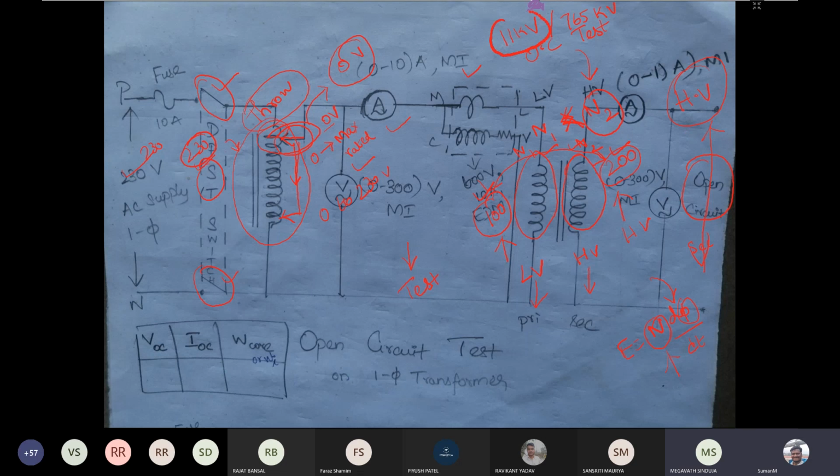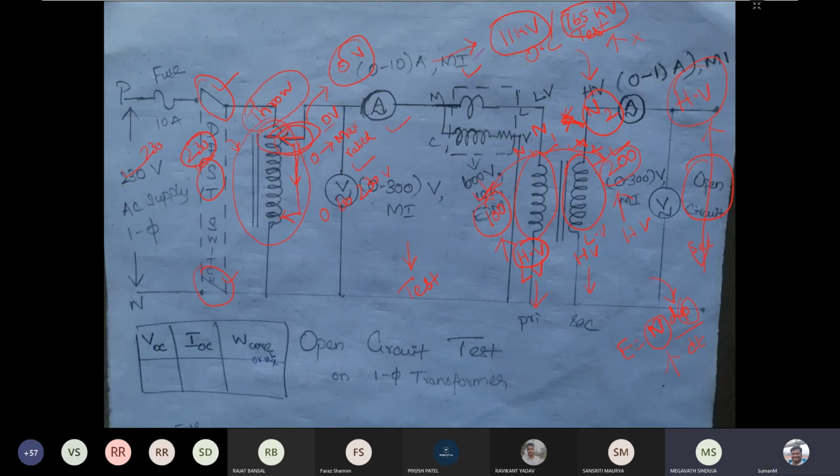If you open circuit the low voltage winding instead, then you have to connect the high voltage winding on the source side, so you should have 765 kilovolt of source. It is not possible to get 765 kilovolt everywhere. So it is sufficient to do the open circuit test with the low voltage winding connected.